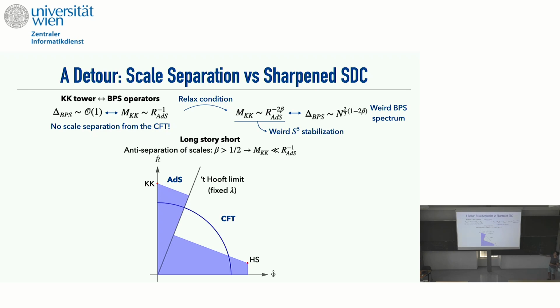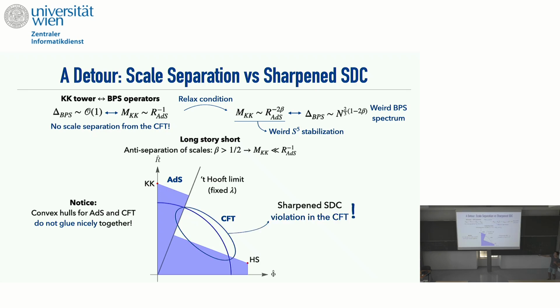Why am I playing it? Because then I can compute everything again. And if I have anti-separation of scales, I find this, in which you see first that the convex hull of the ADS and the CFT are no longer gluing together nicely. They are not glued together. And second, I'm finding a violation of the sharpened distance conjecture here in the CFT.